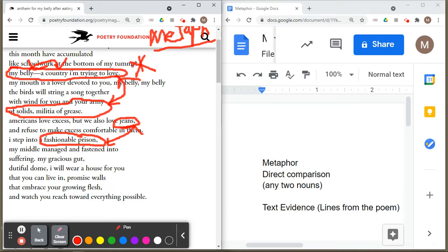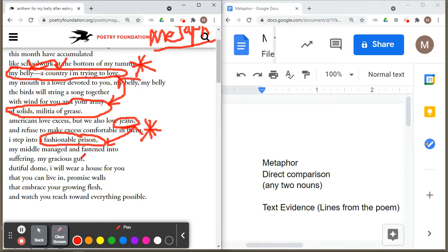I'm going to put little stars here. And then I like this metaphor as well. I definitely know that I can expand and talk about that metaphor. And then we've got this belly, again, being compared, being thought of as a gracious gut. That could also be personification. And this idea of dutiful dome.